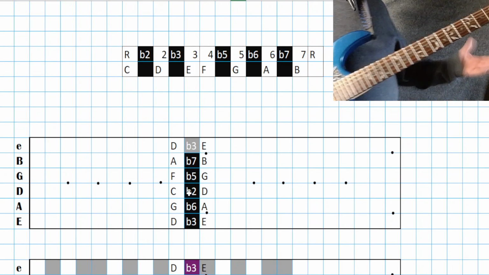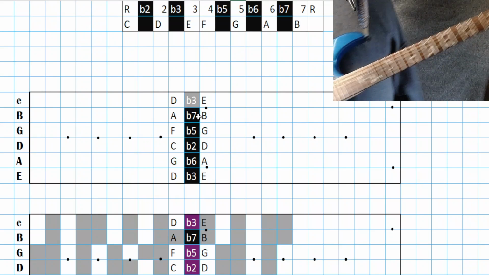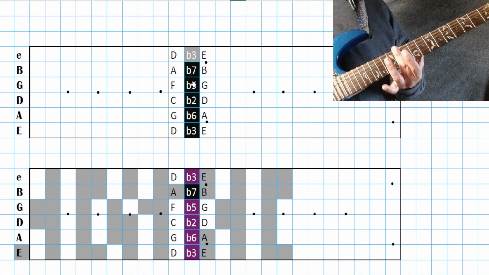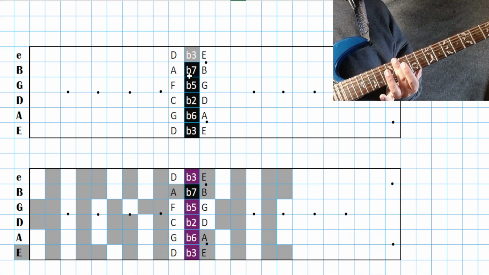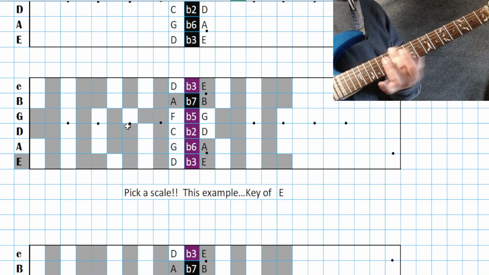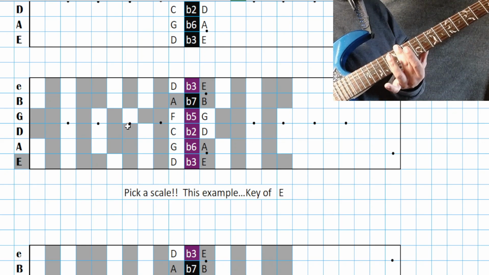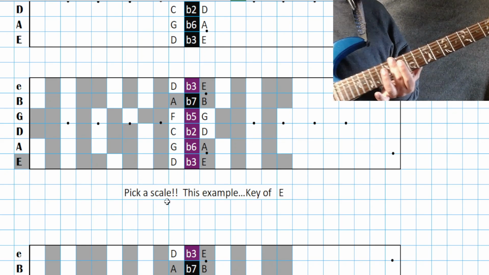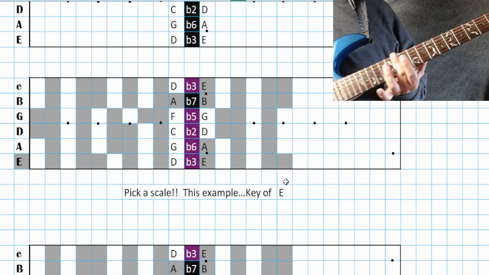Now here's the kicker. We identified that row of black keys and how to identify which ones they are. Now you just put your scale down on your fretboard and see where your notes overlap the 11th fret, and it's that easy. So here we picked a random scale. We've picked the example of the key of E.